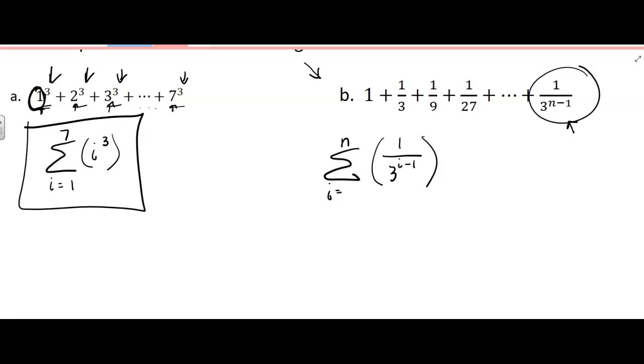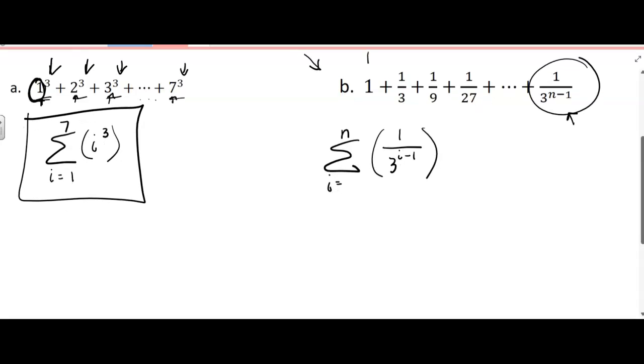Well, if I put in 1, do I get an output of 1? That's what you've got to check. So if I say 1 over 3 to the 1 minus 1, what is that? That's 1 over 3 to the 0, which is 1 over 1, which is 1. Okay, that's great. Then that works.